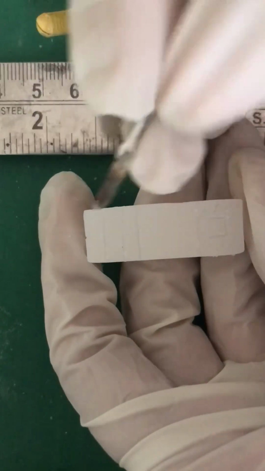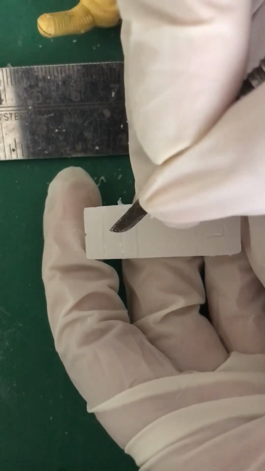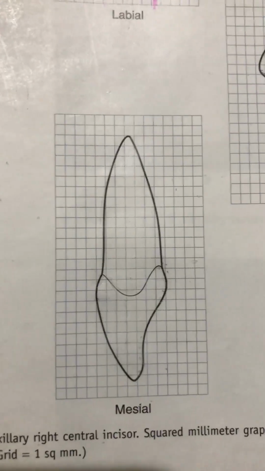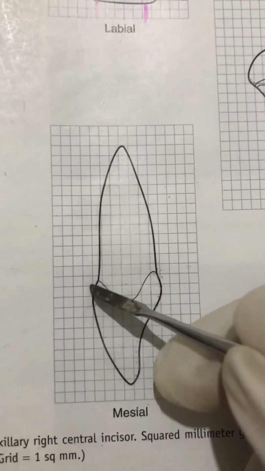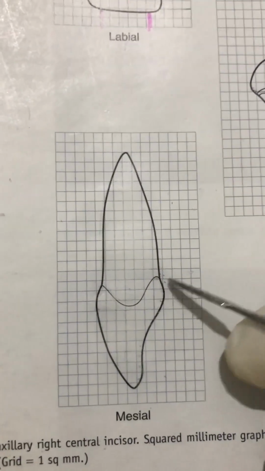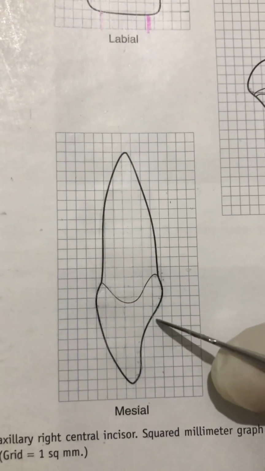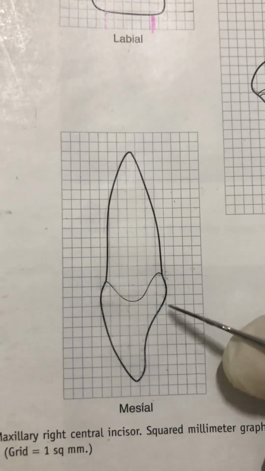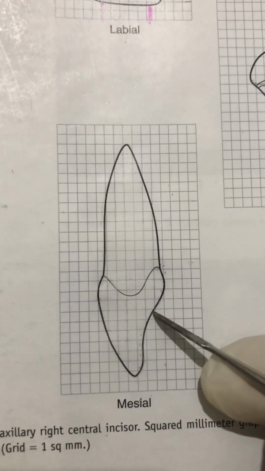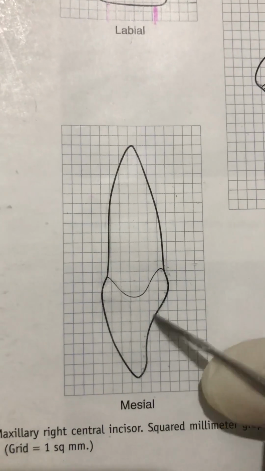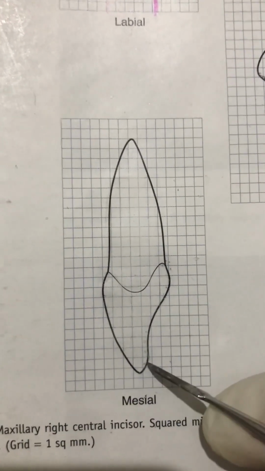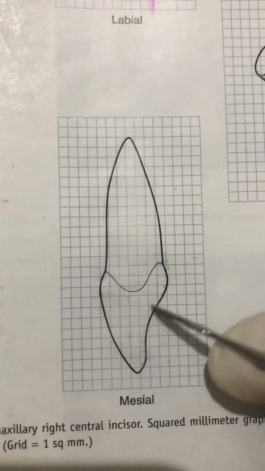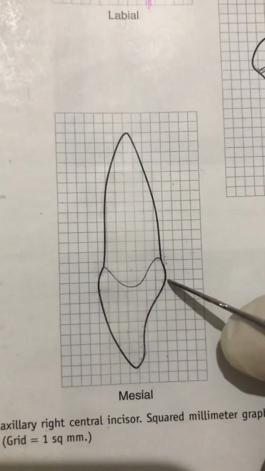Now divide your crown length into 3 equal parts so that you have a cervical third, middle third and incisal third. This is the mesial aspect of the maxillary central incisor, and you can see a convex labial surface. On the lingual side you can see a convexity in the cervical third portion called the cingulum, followed by a concavity and then again a convexity called the incisal ridge. There is a fossa present on the lingual side called the lingual fossa.